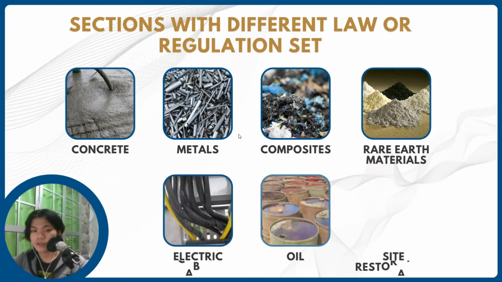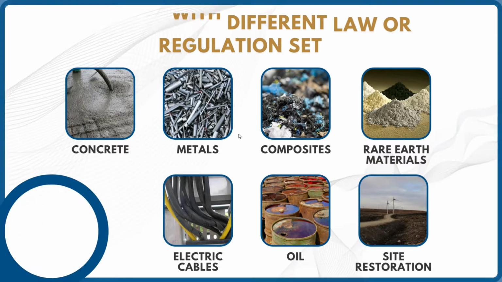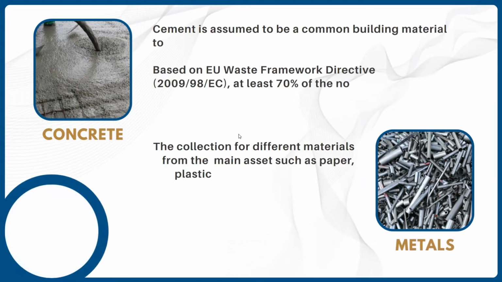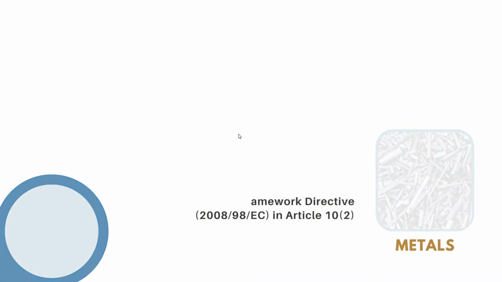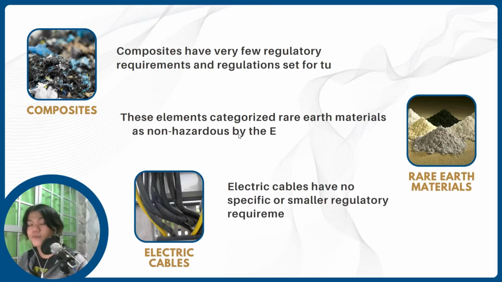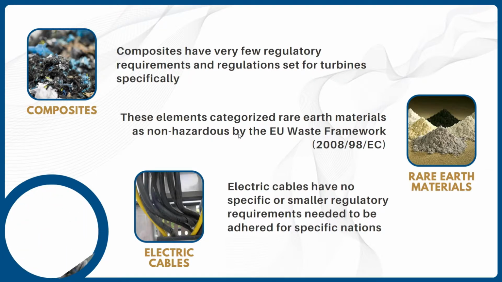There are a lot of laws when decommissioning a wind turbine, and the material-specific ones are listed as such. Firstly, for concrete, there are no specific laws to follow, but the main reference is the EU Waste Framework Directive, which is also the same for metals. However, it is more specific for Article 10. Next, for composites and electric cables, there are no general regulations to adhere to but are nation-specific. As for rare earth materials, it is stated by the EU Waste Framework that it is safe and just needs to be taken off-site.